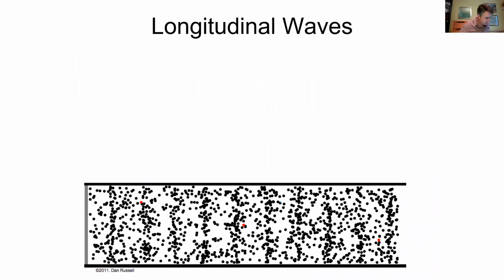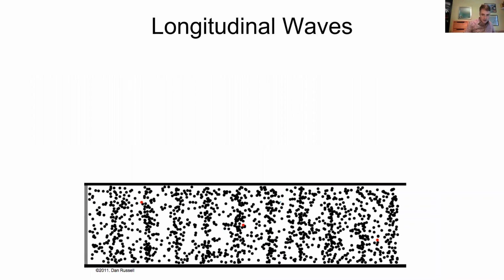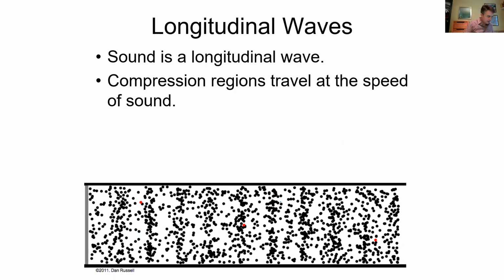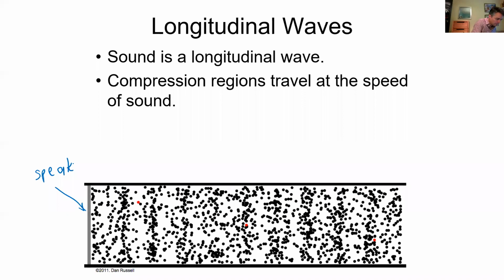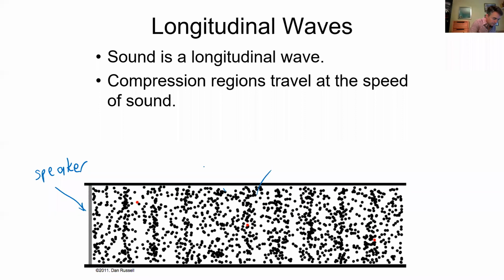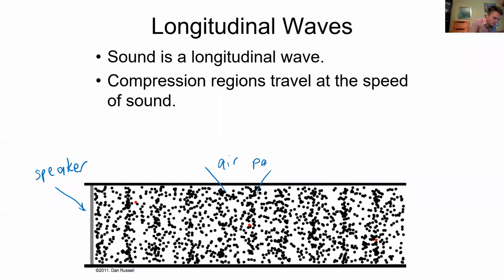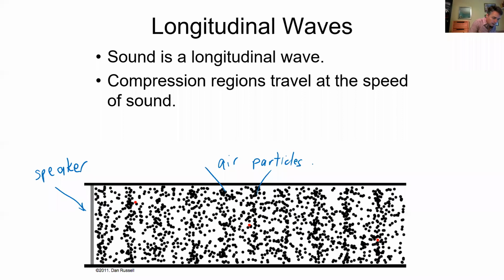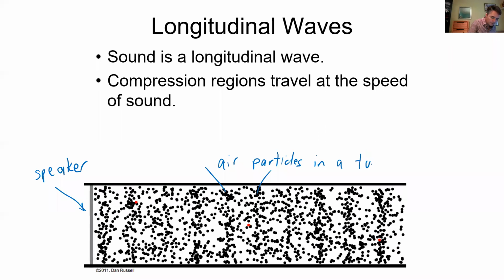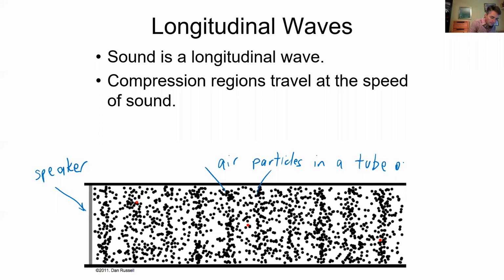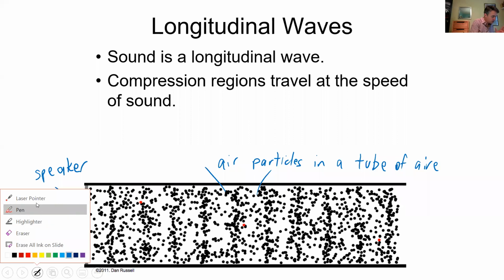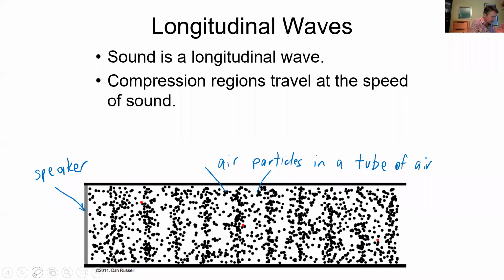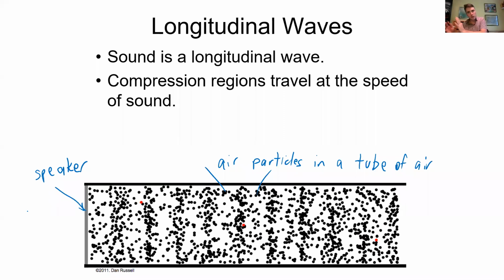And I have another animation of that on this page. This is showing that sound is a longitudinal wave. What's showing here is like a speaker, and these are air particles in a tube of air. So you can imagine if you have a tube and a speaker at one end of the tube, what you're doing here is sending sound waves through the tube of air.